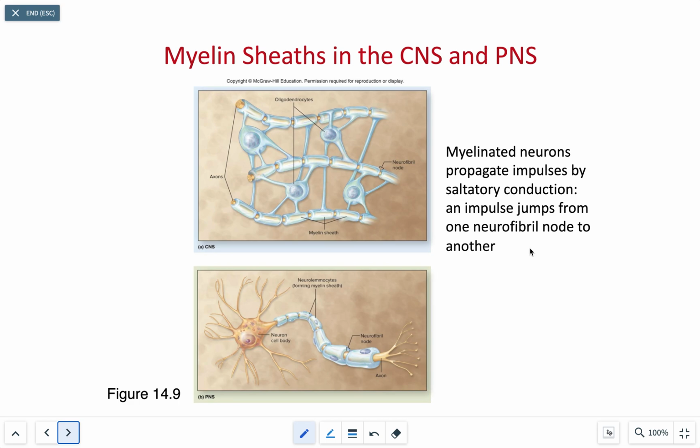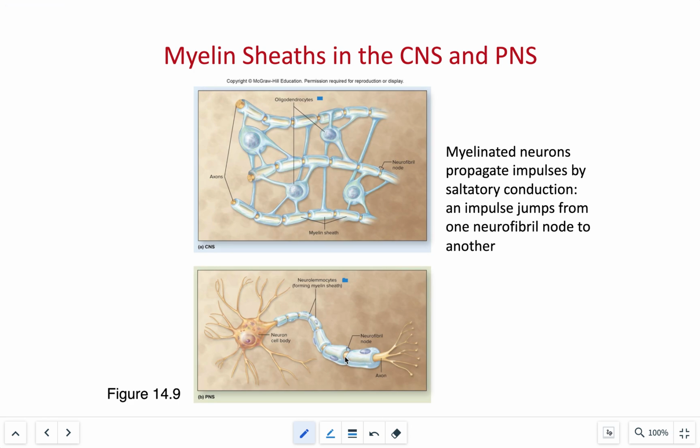With myelin sheathing, we see this both in the central nervous system, associated with the structure called the oligodendrocytes, and then we see the neurolemmacytes forming the myelin sheath in the peripheral nervous system. In the peripheral nervous system, the gaps between neurolemmacytes are called nodes of Ranvier, and at these nodes a change in voltage occurs across the plasma membrane during the process of a nerve impulse traveling.